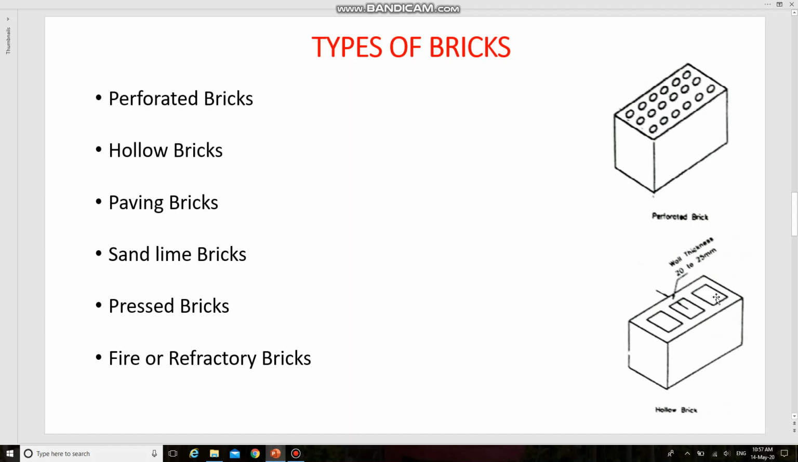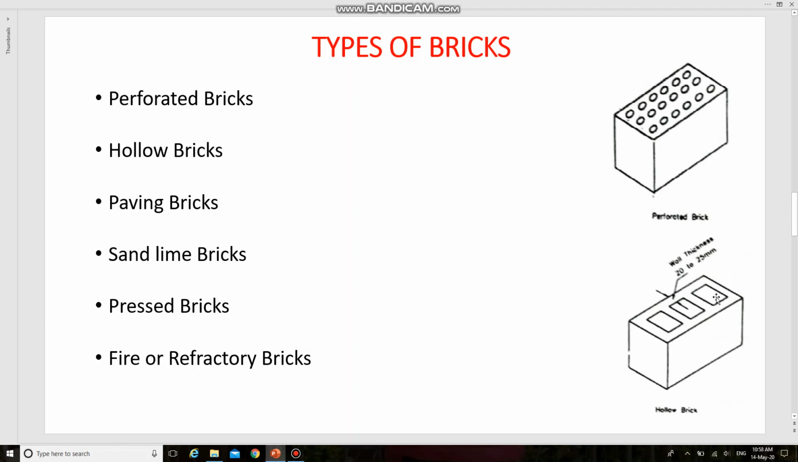So fifth one is pressed bricks. These bricks are manufactured by pressing the clay under a pressure of about 40 kg per centimeter square. These bricks are very strong, more compact, and have sharp and regular edges with smooth external surfaces. They do not require drying and can be burned directly. So these bricks are used where high quality work is needed.